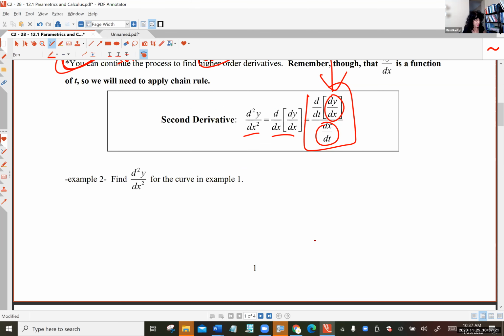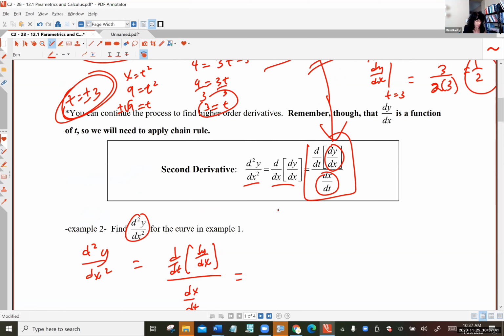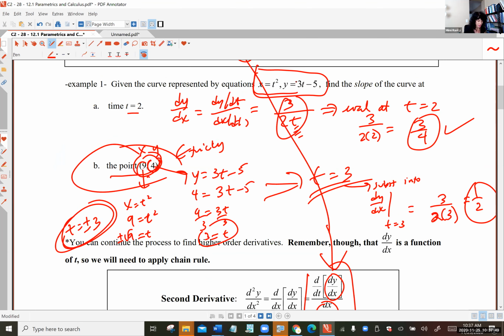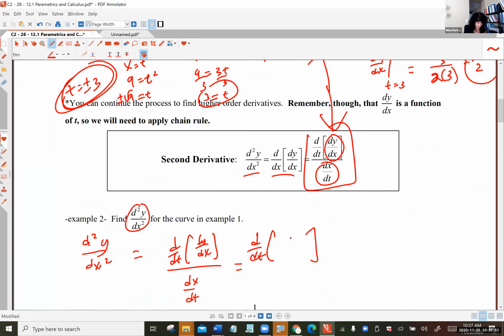So we're going to use that for example 2. What is d squared y over dx squared for us? That's what they want to know. Well, you're going to take the derivative with respect to time of the dy/dx, which you already got in example 1, and divide it by dx/dt, which you also got in example 1. So you want to take the derivative with respect to time of this first derivative we got, which is 3 over 2t. We'll do that in a minute. And you're going to divide that by whatever dx/dt was originally.